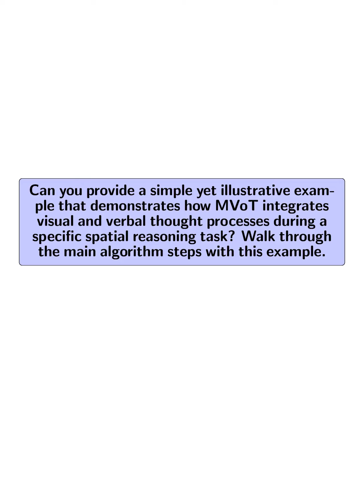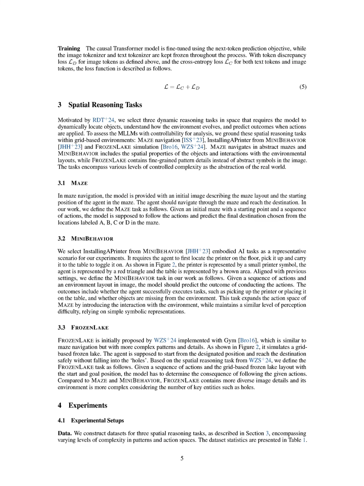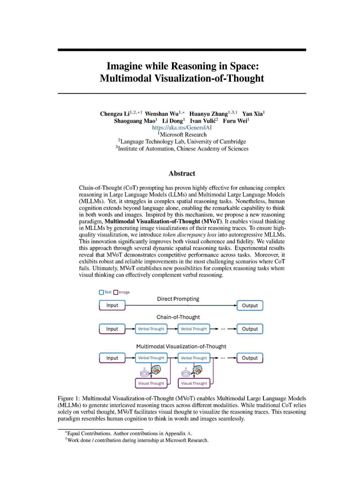Can you provide a simple yet illustrative example that demonstrates how MVoT integrates visual and verbal thought processes during a specific spatial reasoning task? Walk through the main algorithm steps with this example. In the context of the maze navigation task, MVoT integrates visual and verbal thought processes by generating interleaved reasoning traces that combine both modalities. For instance, when the model receives an initial maze layout as an image and a starting position, it first generates a verbal thought, e.g., move right as the first step.